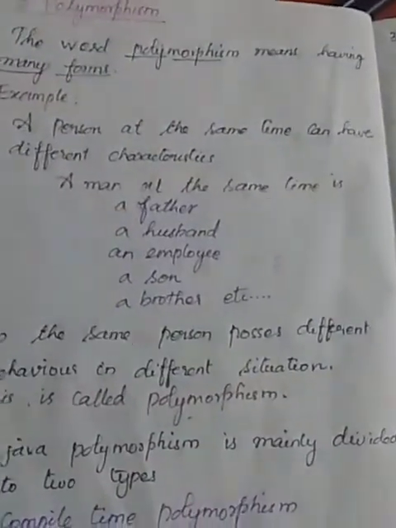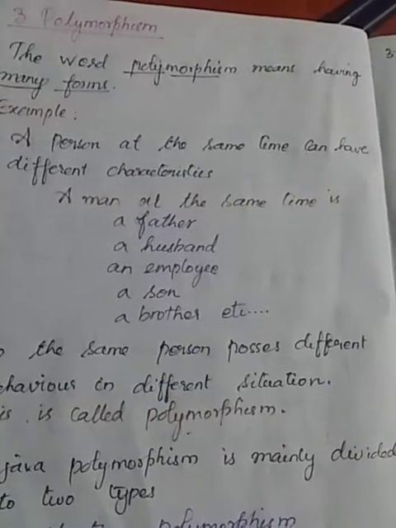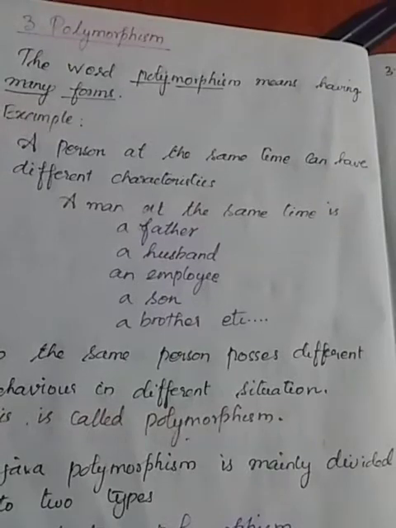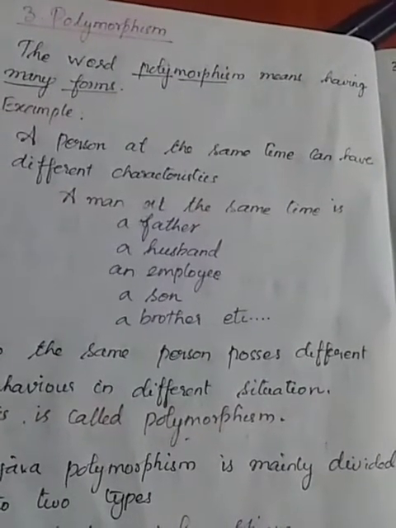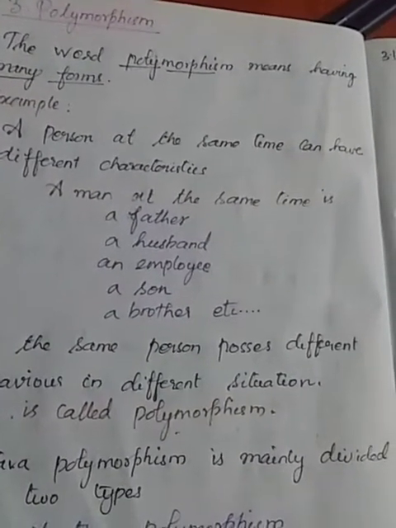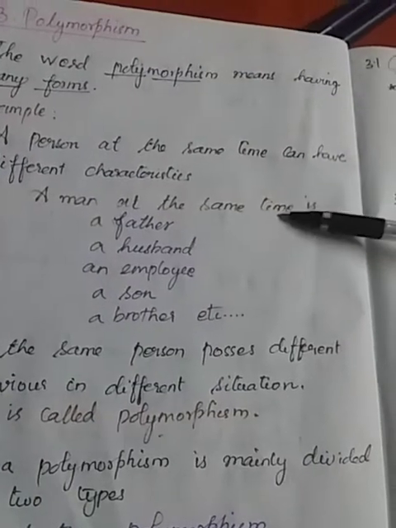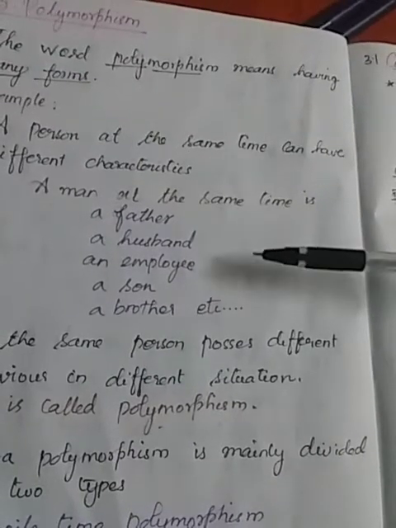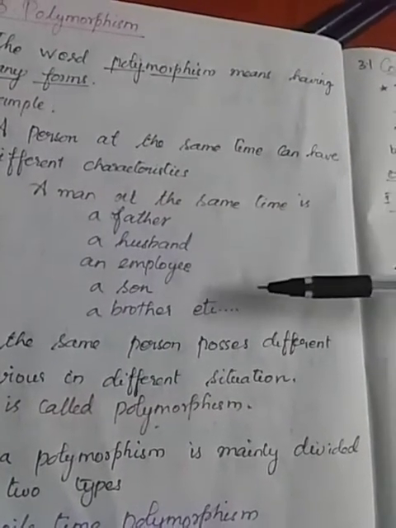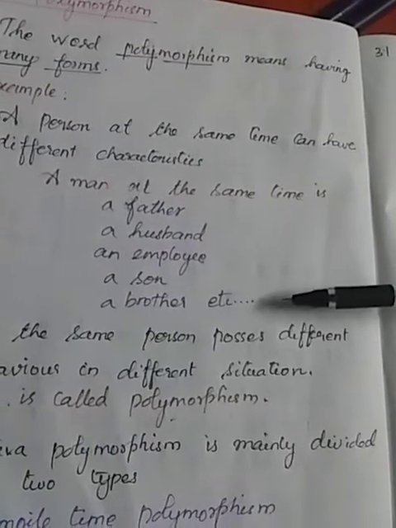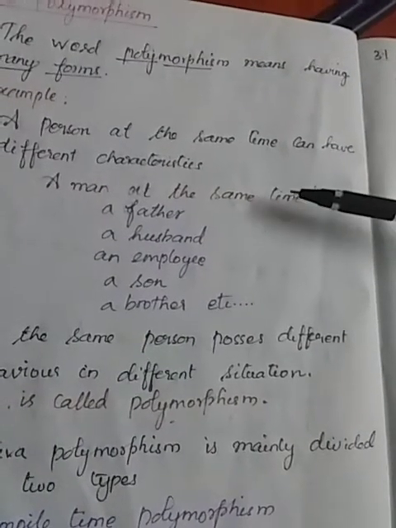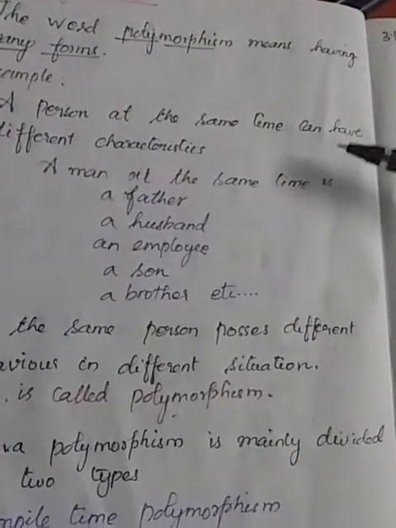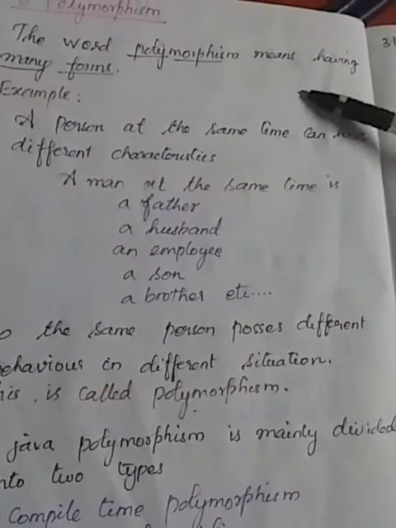A person can have different characteristics. He can have different roles. He plays different roles at different times. The same person can be a father, a husband, an employee, a son of his father, a brother, and many other roles. For the different roles he plays, he has different characteristics, and this form is called polymorphism.